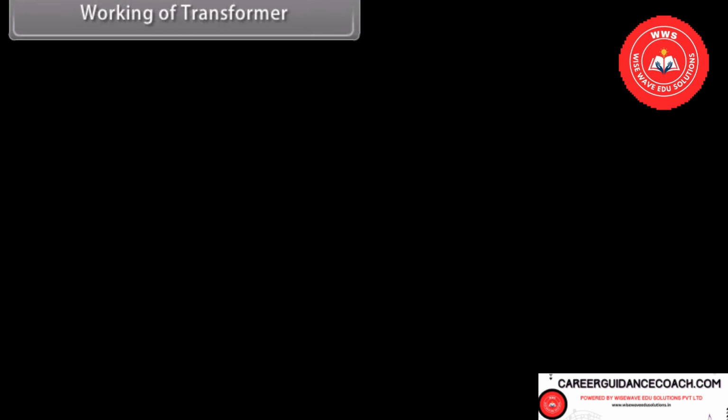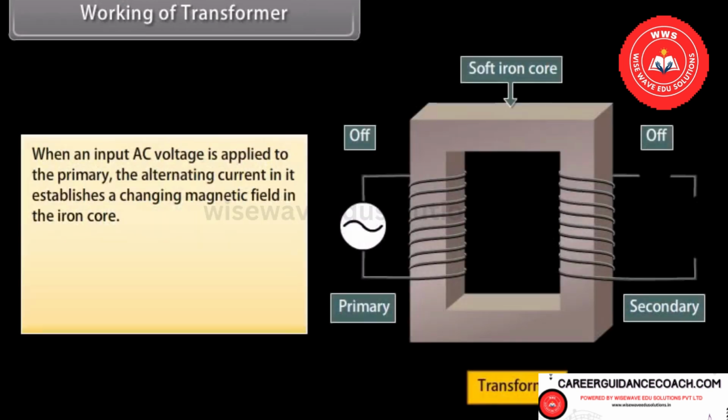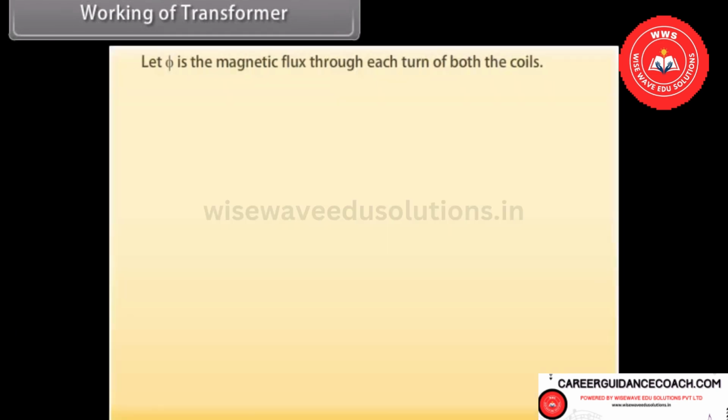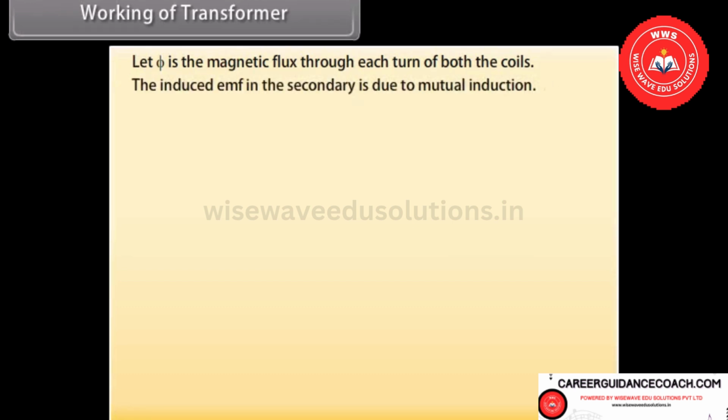Working of transformer. When an input AC voltage is applied to the primary, the alternating current in it establishes a changing magnetic field in the iron core. Since the magnetic field is changing, the flux through the primary and secondary is also changing, and hence an EMF is induced in both coils. Let phi be the magnetic flux through each turn of both the coils. The induced EMF in the secondary is due to mutual induction.